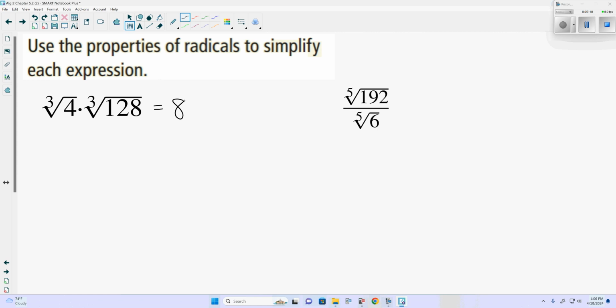5th root of 192 over the 5th root of 6. And we could simplify this to the 5th root of 192 over 6. Well, 192 over 6 is 32. What's the 5th root of 32? Yeah. Questions on this here?